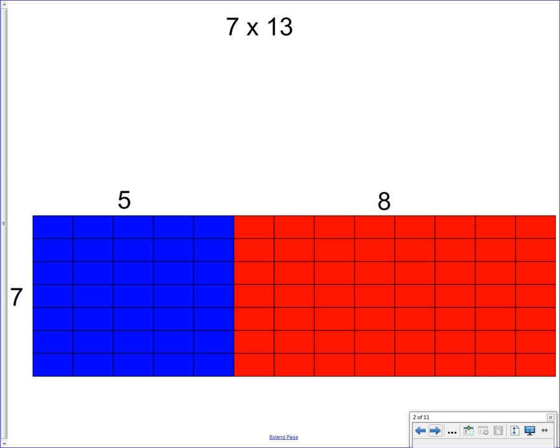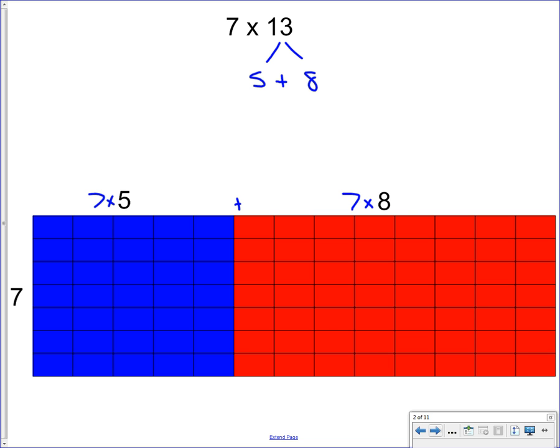7 times 13. Here I've drawn out an array with 7 rows of 13 boxes. We can decompose, or that means break up, 13 into 5 plus 8. So I can make 13 5 plus 8. So I've modeled that by making this blue section 5 by 7, and this red section is 8 by 7. So now what I've really done is I've got 7 times 5 plus 7 times 8.